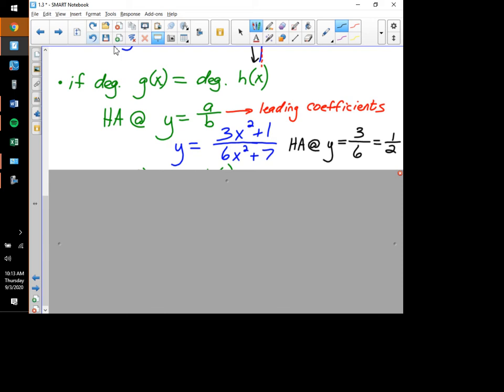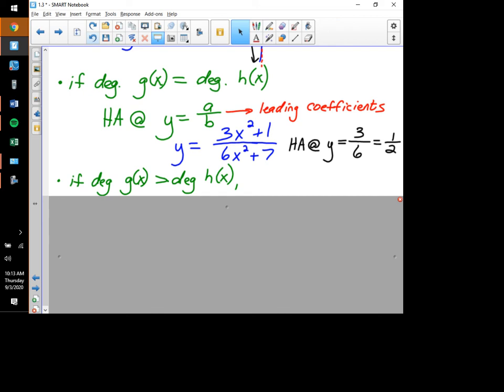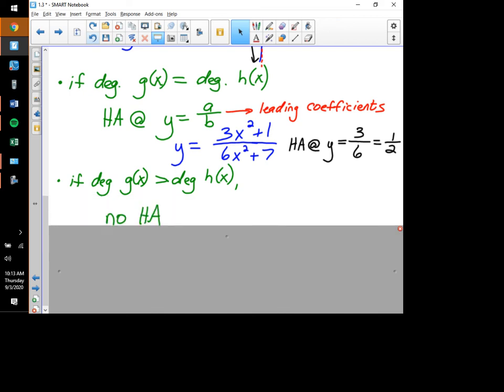All right, let's get that back to where it was. And then, of course, the third case, everybody, if the degree of your numerator, g of x, is greater than the degree of your denominator, which is h of x, this is the case we like, everybody. There is no horizontal asymptote.